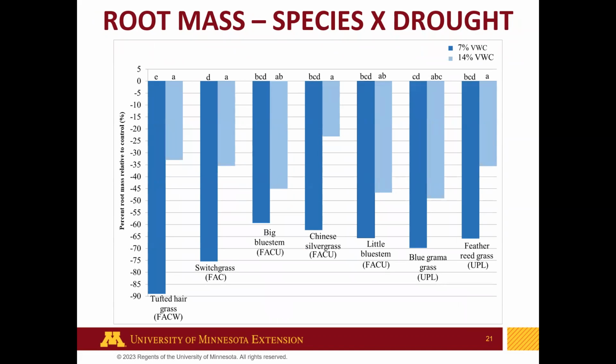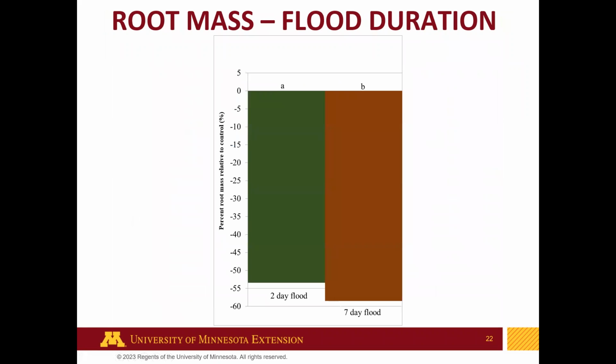For root mass, a similar story, except this go around, there were no significant differences within a species for the 7% volumetric water content treatment and the 14% volumetric water content treatment for big bluestem, little bluestem, and blue grama grass. Also for root mass, we had a flood duration main effect. And here, just similar to some of the data I showed you before, the 2-day flood had a significantly higher percent root mass relative to the control when compared with the 7-day flood duration treatment.